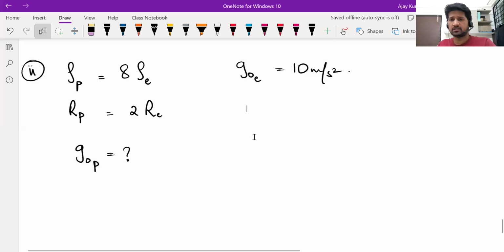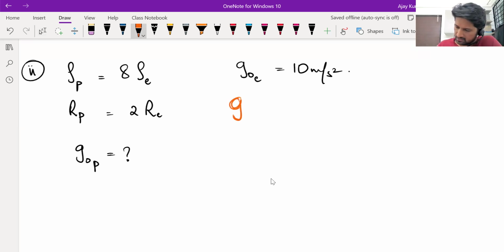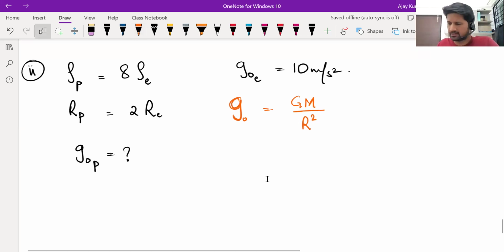Okay. Anyone, can you tell me the relation between mass and density? General relation: density is equal to mass by volume. So mass becomes density into volume. Fine. Now you need gravity on the surface of the planet, right? Gravity on the surface of a planet is g times mass of the planet divided by its radius squared. Now we know the ratio between radius of the planet and radius of Earth. We need their mass ratio.